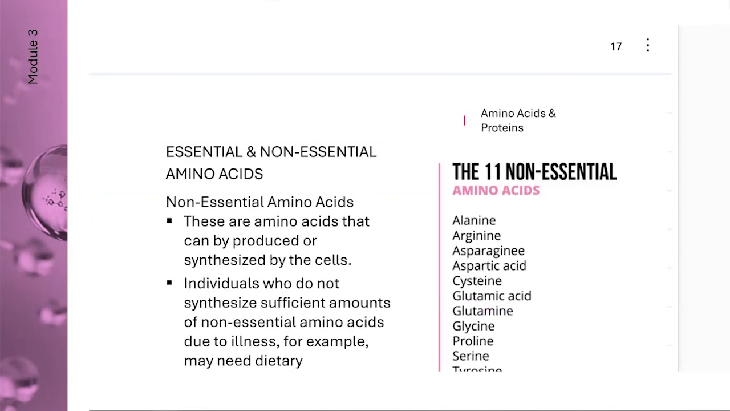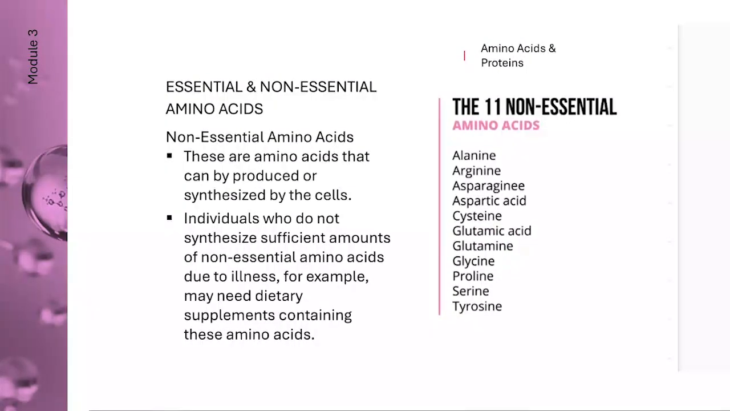So in this slide, we will then look at the non-essential amino acids. What are the non-essential amino acids? The non-essential amino acids are those amino acids that can be produced or synthesized by body cells. So they don't need to be in our diets. Individuals who do not synthesize sufficient amounts of these amino acids due to illness or for whatever reason will need supplements. But for most normal people, the body synthesizes these amino acids.